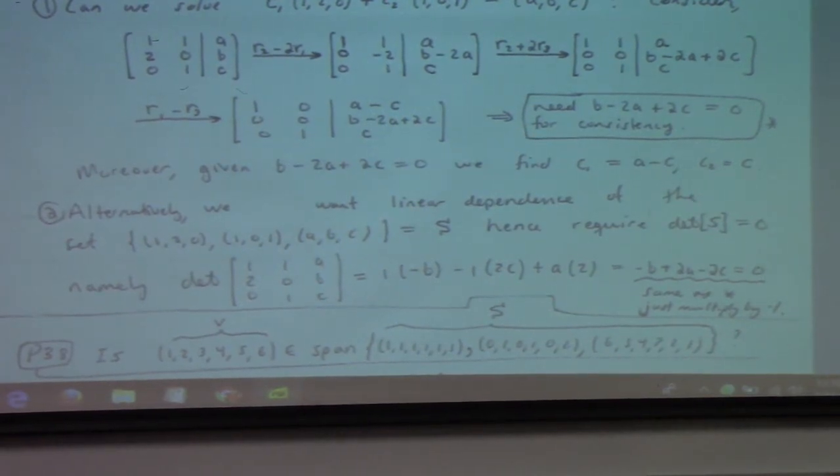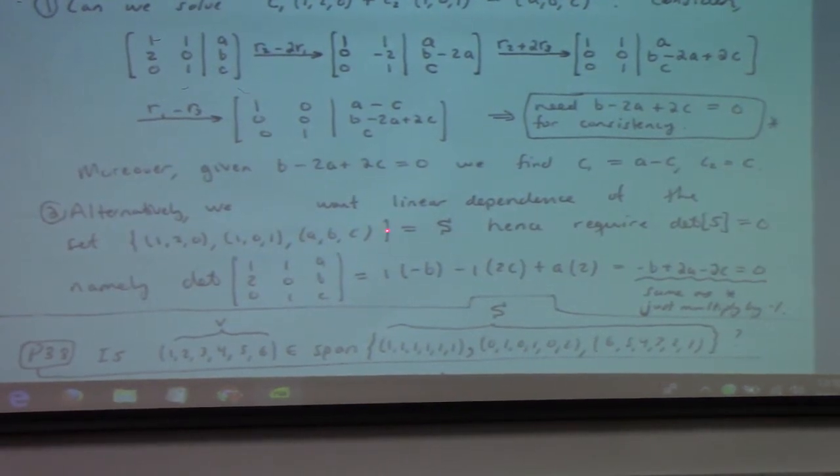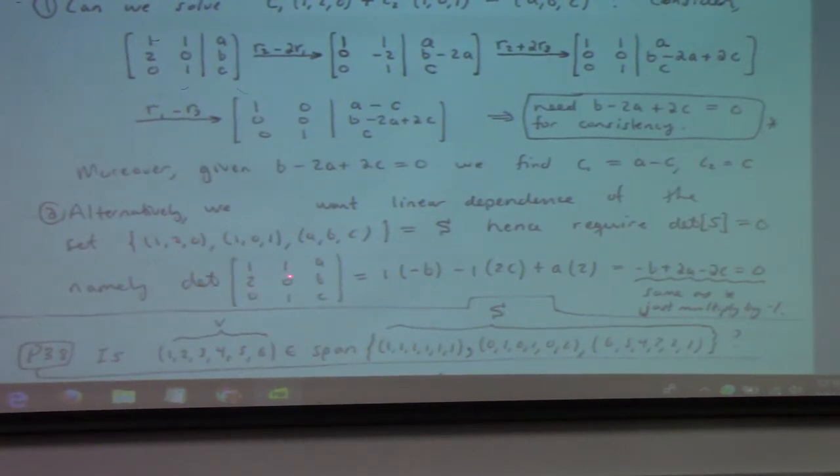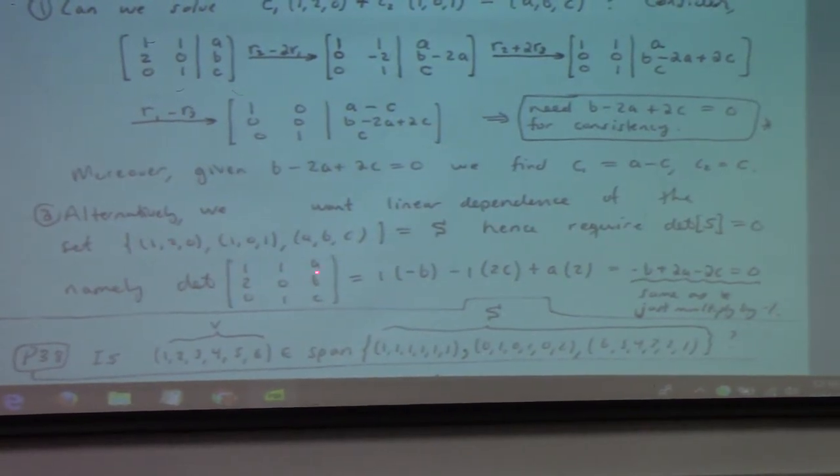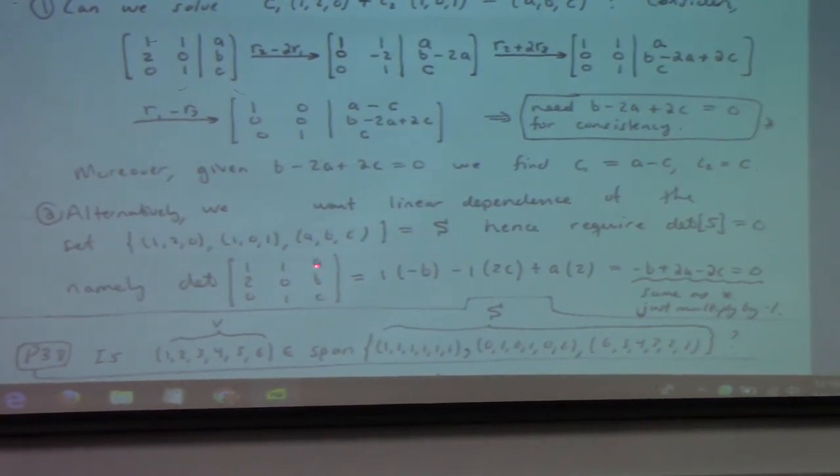Now, the other way you could have looked at this is that we know if we have three-dimensional vectors, they form a linearly independent set if and only if the determinant of the corresponding matrix is non-zero, right? So to get linear dependence, which is what we would need for ABC to be in the span of these two guys, linear dependence is accomplished by the determinant of this particular matrix being 0. And this determinant gives you exactly the same condition, minus it, in fact. So this is the other way you could have attacked this problem.